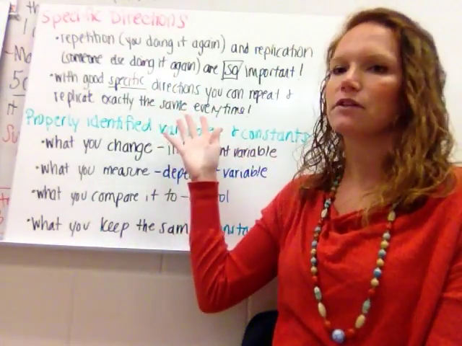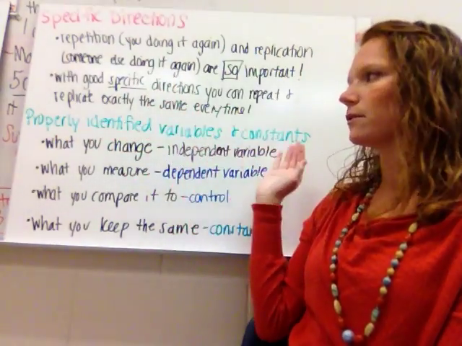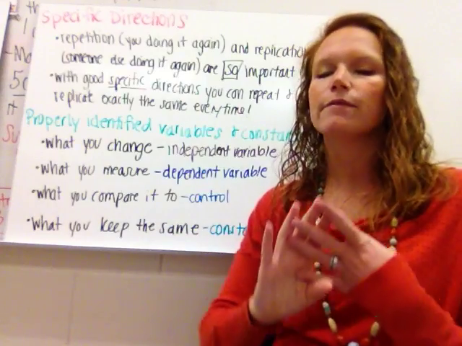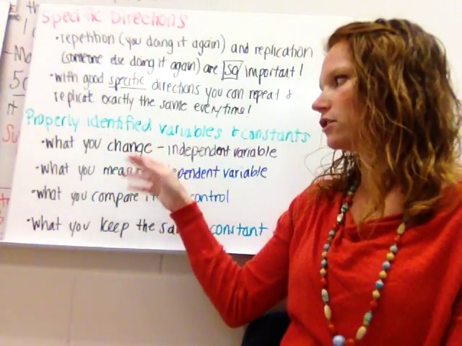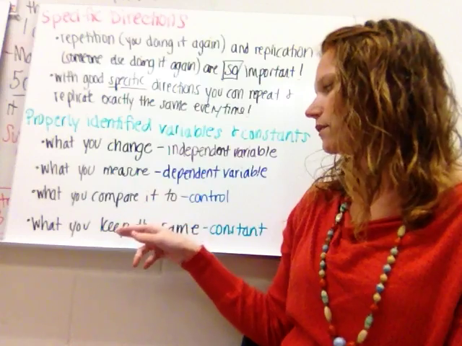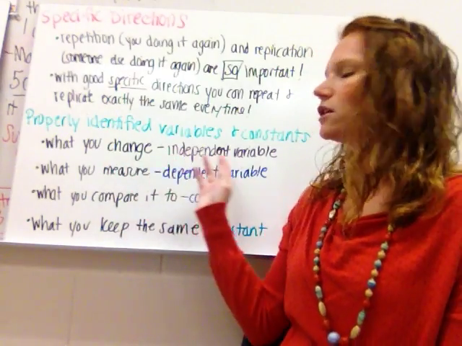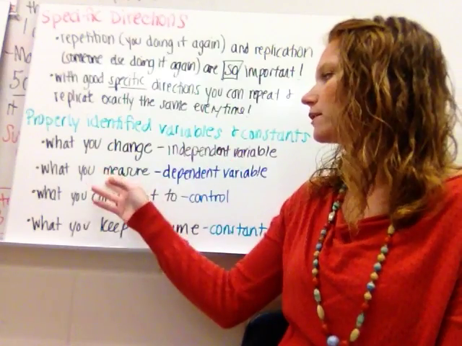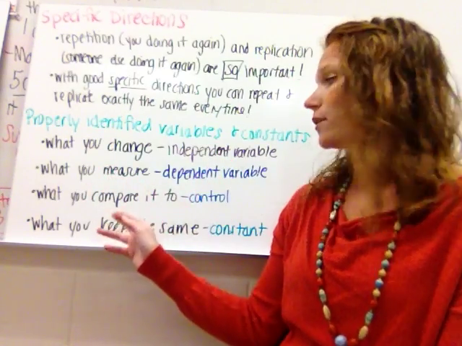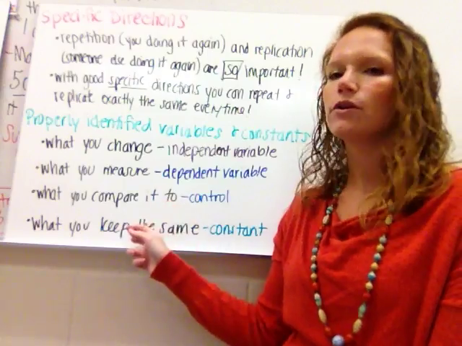Part of having specific directions is properly identifying your variables and your constants. So there are 4 types of variables and constants. You have what you change, what you measure, what you compare it to, and what you keep the same. These all have specific names. What you change is your independent variable. What you measure is your dependent variable. What you compare it to is your control. And what you keep the same is the constant.